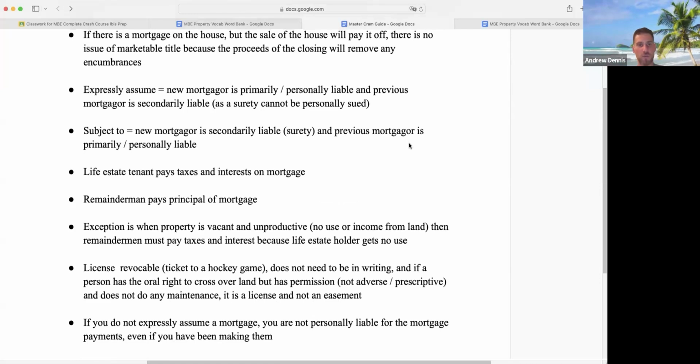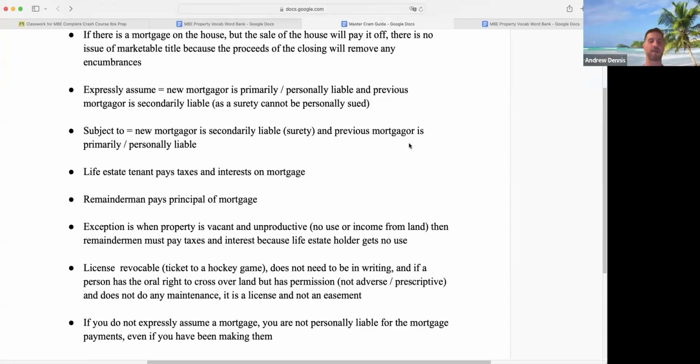So expressly assume, we said the new mortgagor is primarily personally liable and the previous mortgagor is secondarily liable as a surety. And then subject to, like we said, the new mortgagor is secondarily liable as a surety and the previous mortgagor is primarily personally liable. They test this a lot.